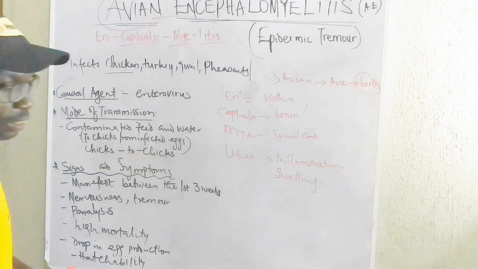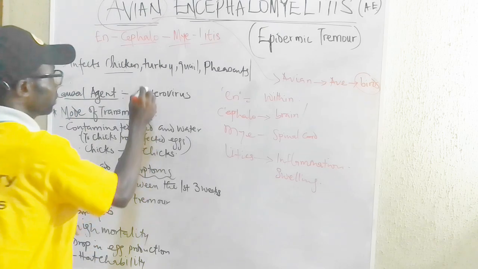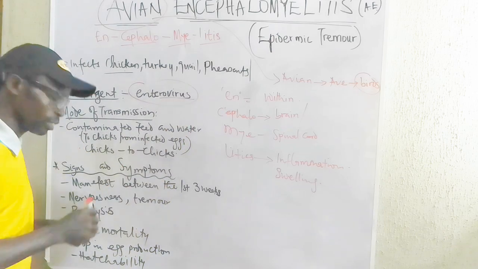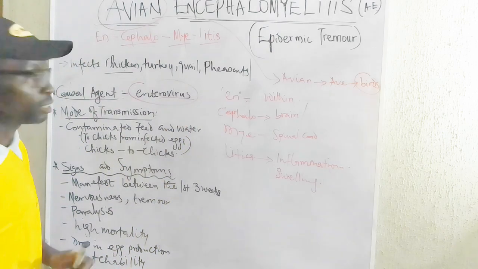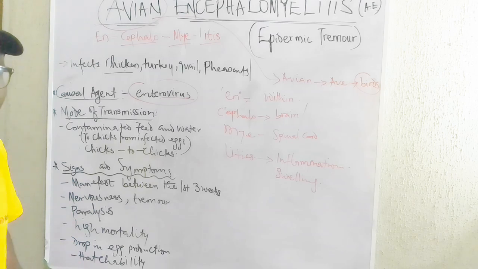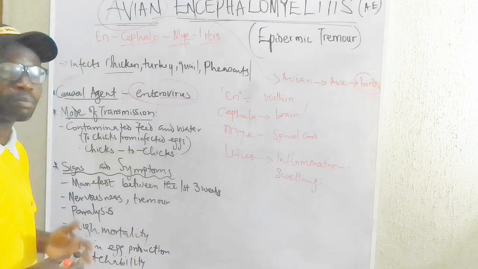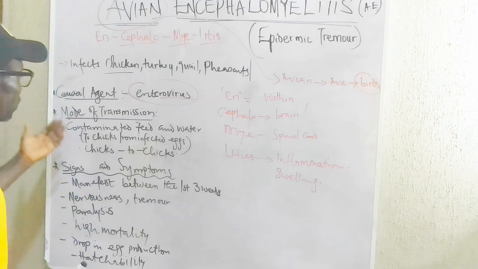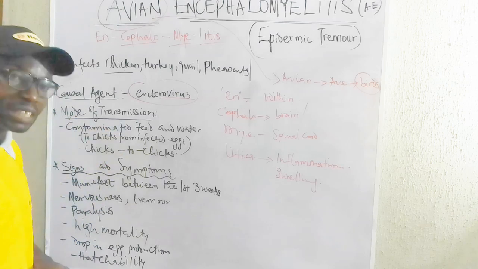Now what's the causal agent? The finger points at enterovirus. In other words, it's a viral disease. Enterovirus is actually fingered. Now, what's the mode of transmission? How is it transmitted from one bird to another? It's usually transmitted through contaminated feed and water.